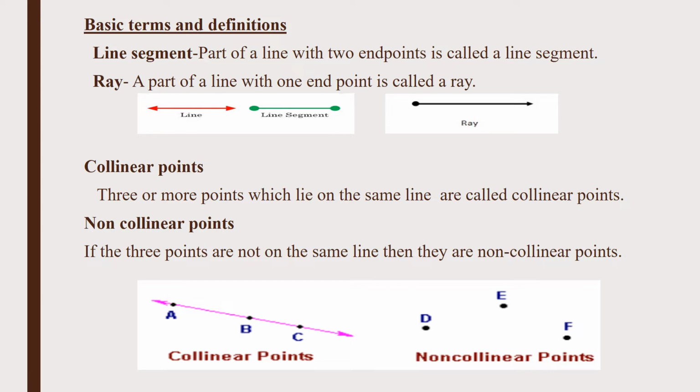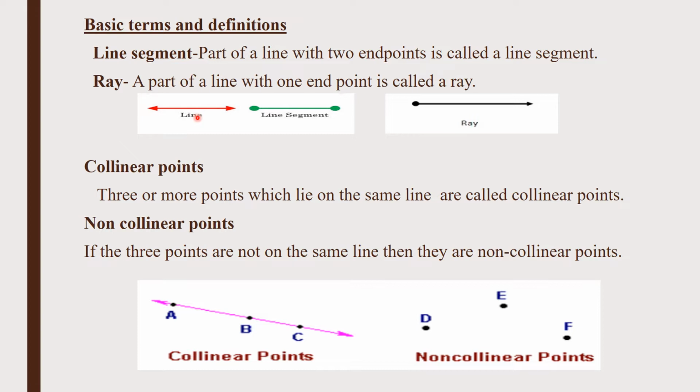Before going deep into the chapter, let us recollect some basic terms and definitions. What is a point? A point in geometry is a location. It is the most fundamental object in geometry and is represented by a dot and is named by a capital letter. A line can be thought of as a connected set of infinitely many points. It extends infinitely in two opposite directions.